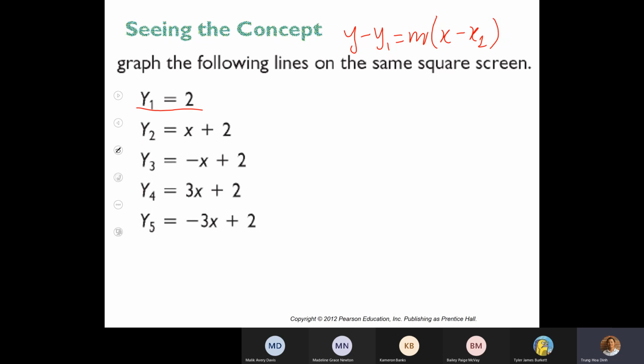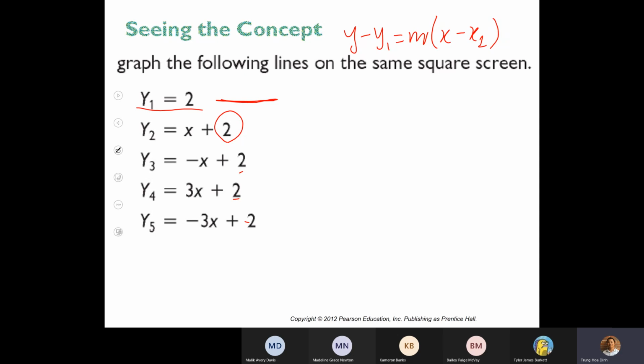Okay, so the y-intercept will be x equal to 0, y equal to 2. Does that make sense? Because that is a horizontal straight line. Okay, next one, y2 equal to x plus 2. So for y2 equal to x plus 2, you put x equal to 0, the y-intercept will be x equal to 0 and y equal to 2. Because you plug in x equal to 0, you get y equal to 2 right here. Does that make sense? And so on.